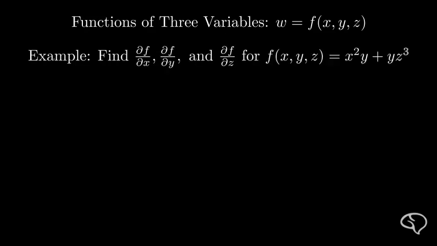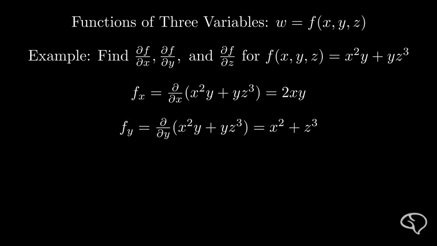Let's find the partial derivatives of f of x, y, z equals x squared y plus yz cubed. For f sub x, we treat y and z as constants. The derivative is 2xy. For f sub y, we treat x and z as constants. The derivative is x squared plus z cubed. For f sub z, we treat x and y as constants. The derivative is 3yz squared. The same logic applies to functions with 4, 5, or any number of variables. The process remains the same.